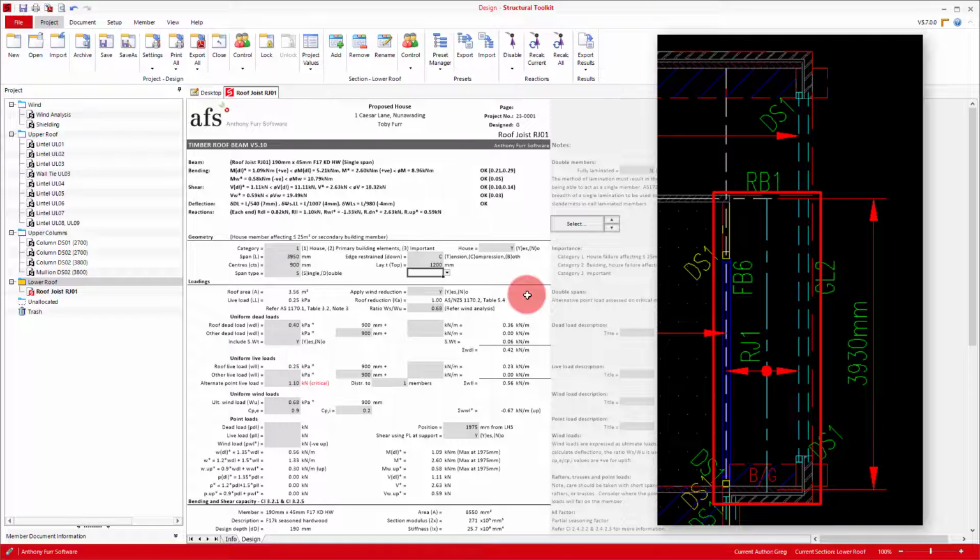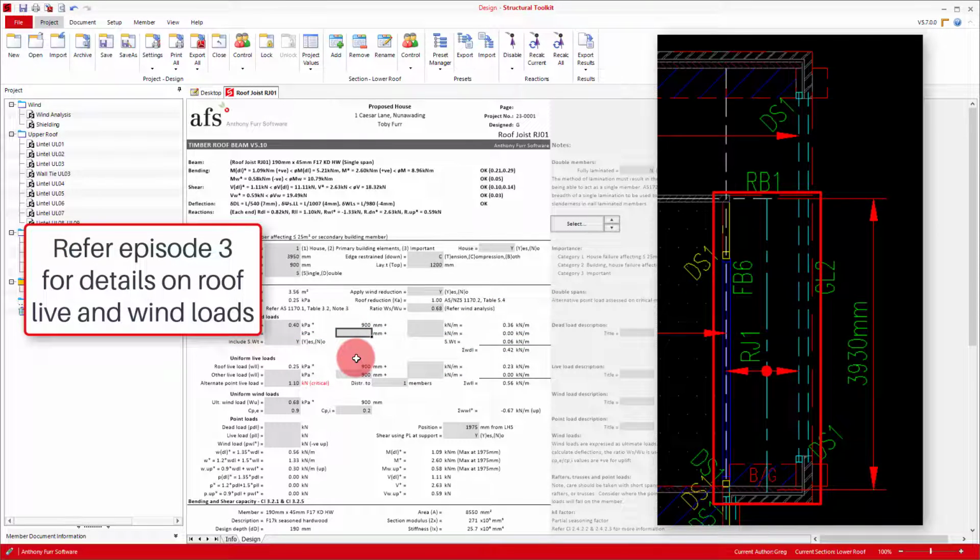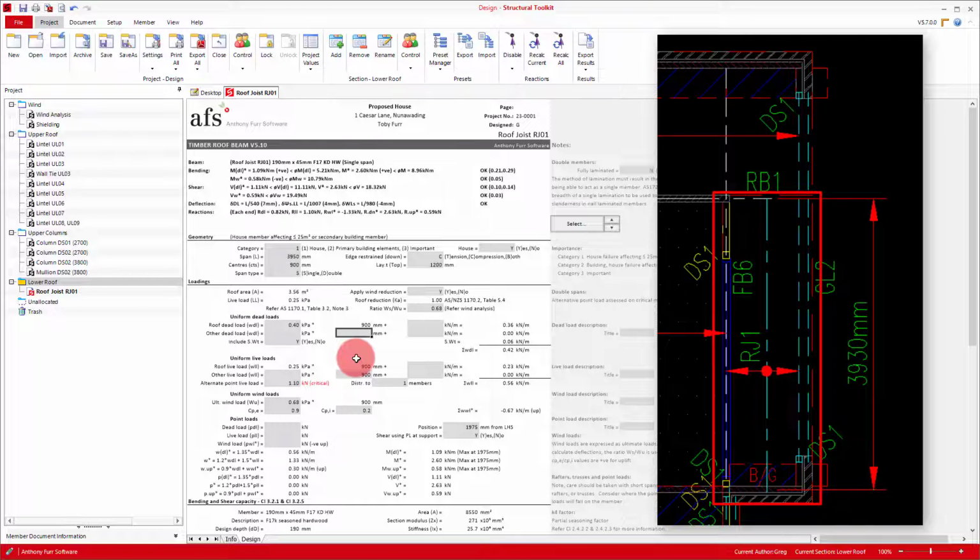To keep things consistent and to prevent any confusion later on, we'll be using the same roof dead load as we did with our upper roof lintels, being 0.4 kPa. As we will also be including the self-weight of the joist itself in the design, this is somewhat conservative. Our live and wind loads have already been calculated for us, and so we don't need to add any more load inputs to our joist. To keep things clear, we'll be deleting any cell inputs that serve no purpose.